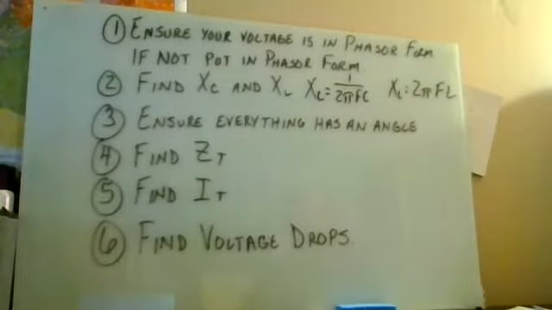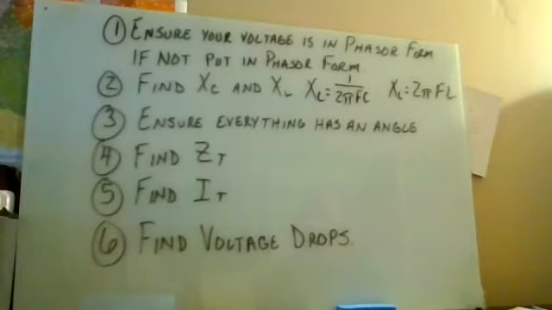Once we get them, then we want to ensure everything has an angle. Make sure your voltage has an angle. Make sure your capacitors and inductors have an angle, which we know the angle on capacitors is always what? Negative 90 degrees. The angle on inductors is always what? A positive 90 degrees. And the angle on resistors is always what? Zero. So we're going to put all our angles on there.